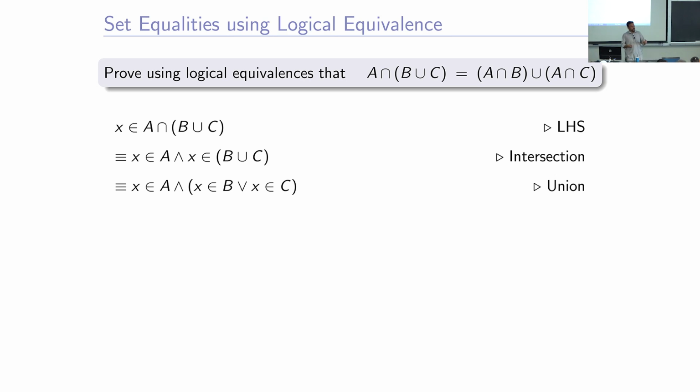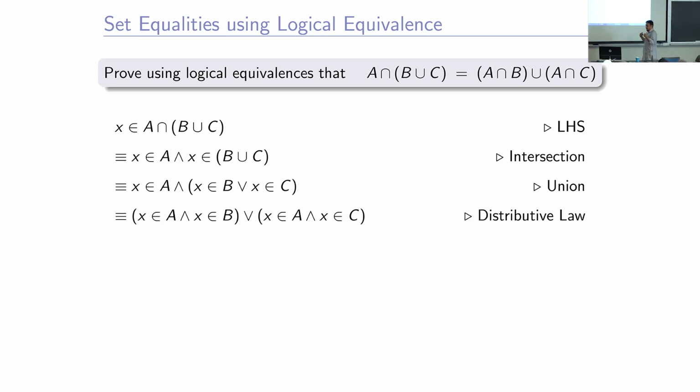What can I use? I can apply the distributive law of and over or. Yes, I know that P and (Q or R) is equal to (P and Q) or (P and R), right? That's a distributive law of logical operators, right? So from this I can write that this means that X is in A and X is in B, or X is in A and X is in C. Does this make sense? Yes?